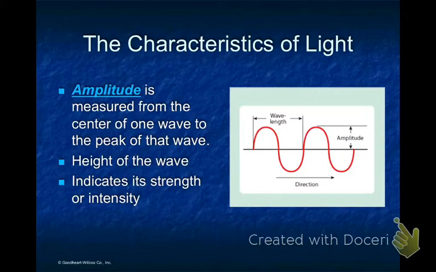The amplitude is the height of the wave. This is the strength of the wavelength, how strong it is. It's measured from the middle of it. If you look on the right side of that little image, it goes from the middle to the crest of the wave. You guys remember in science class you have the crest and you have the trough. Those are the two parts that make up one wavelength.